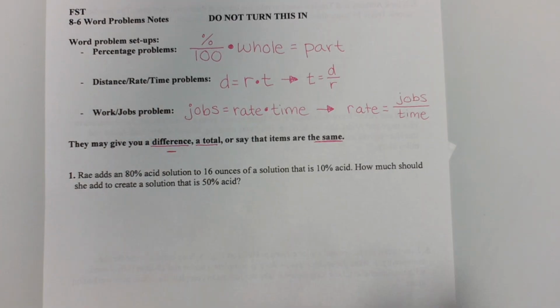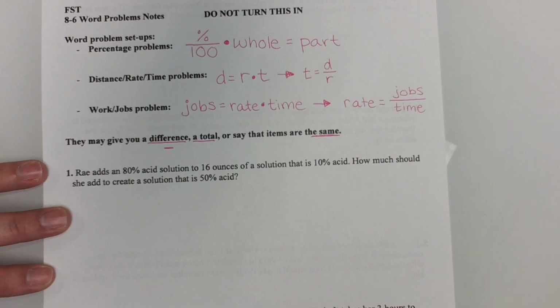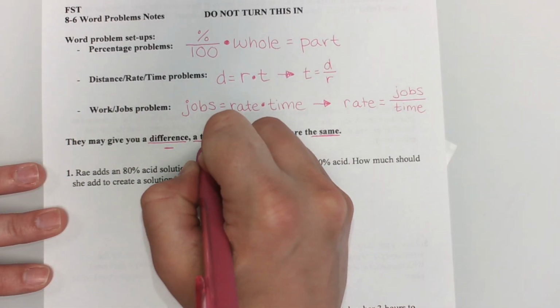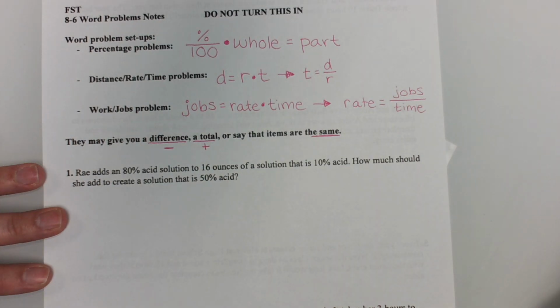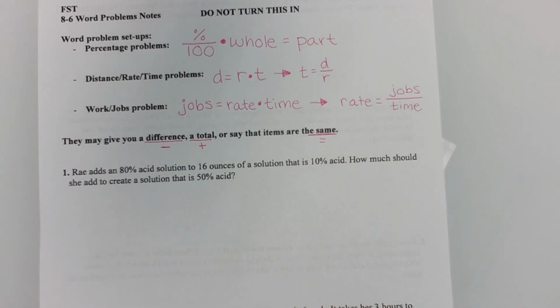What do you do when there's a total involved? How do you find a total? You add things up. What do you do when you're told things are the same? They're equal. So you're going to have situations where you're going to have to subtract some things, you're going to have to add some things, or sometimes things are just straight up equal.